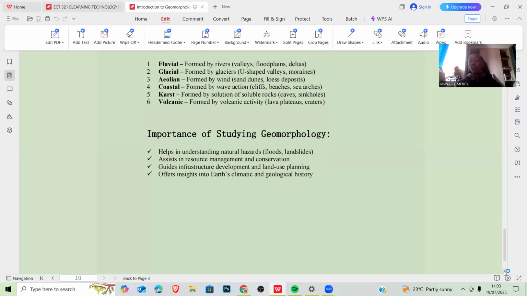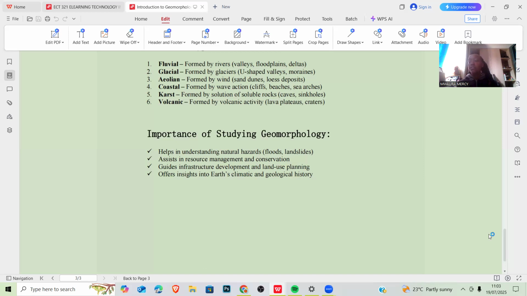Importance of studying geomorphology. It helps us in understanding natural hazards, which include floods, landslides, or when soil creep occurs, earth flow, all that. It assists us in resource management and conservation. Studying geomorphology helps us understand how to manage our resources and conserve the environment. It guides infrastructure development and land use planning.